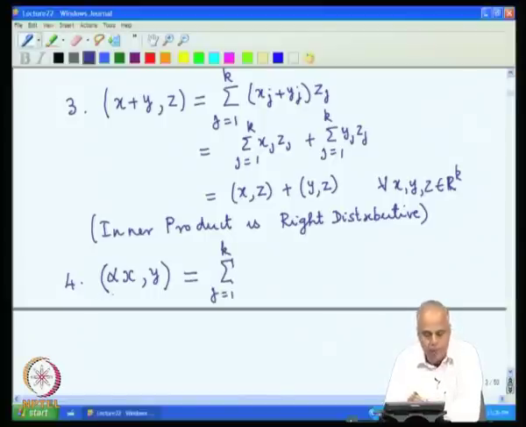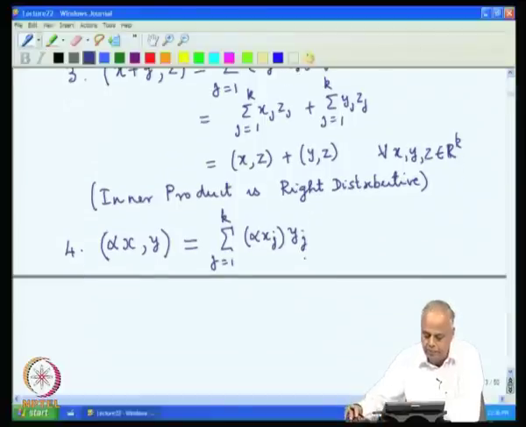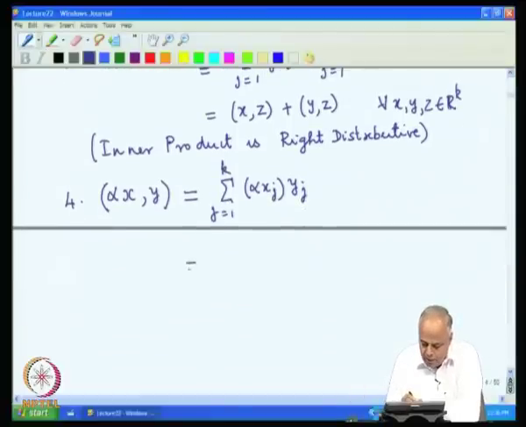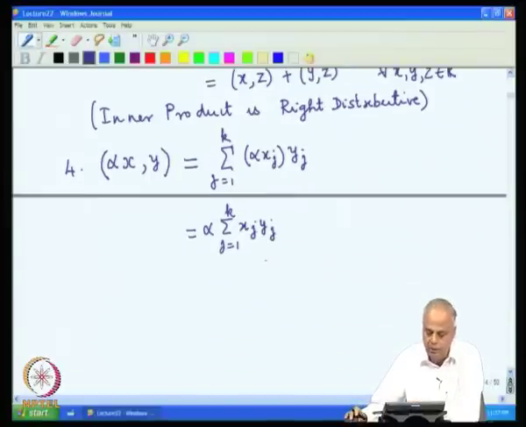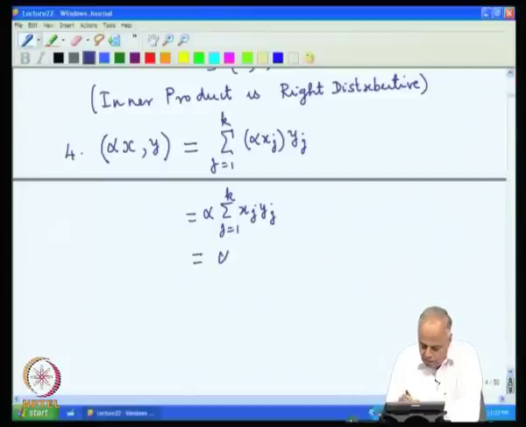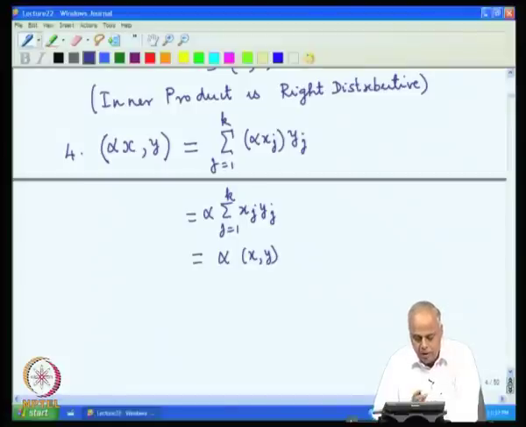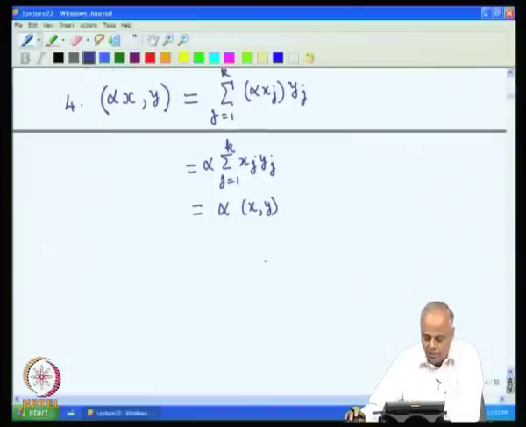The components of alpha x are alpha x_j, and this is to be multiplied with the components y_j, and this is the same as summation j equal to 1 to k, where alpha can be pulled out of the summation, of x_j y_j, and the summation is nothing but the inner product of x and y. So, it is just alpha times the inner product of x and y. This simply says that alpha can be pulled out of the inner product from the first factor.